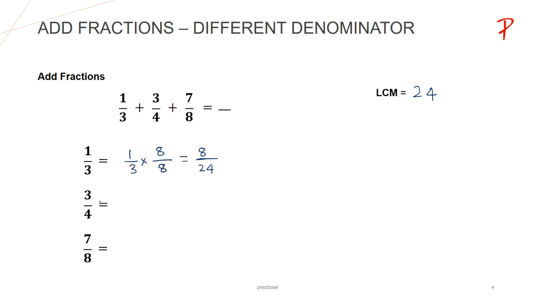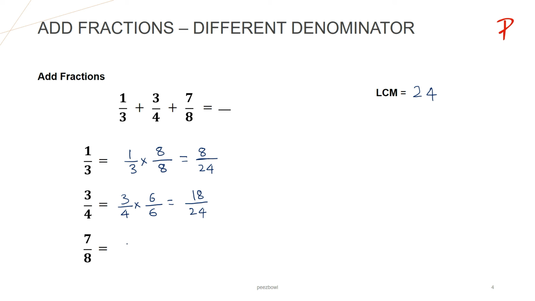Same with 3 upon 4. I have to make the denominator 24. 4 multiplied by 6 is 24. And same way, I have to multiply the numerator by 6 also. So this is going to be 18. And at the denominator, 4 multiplied by 6 is 24.